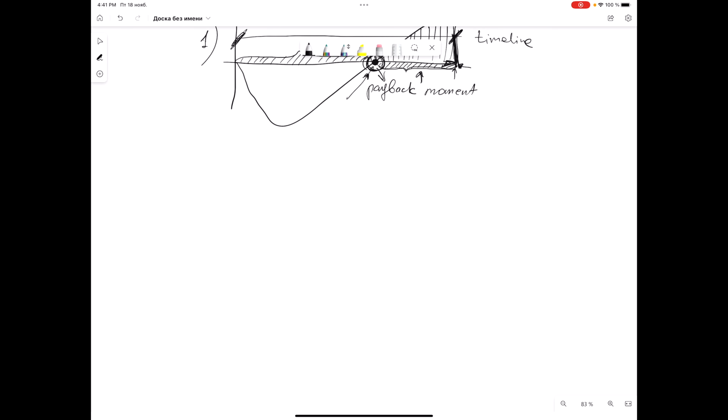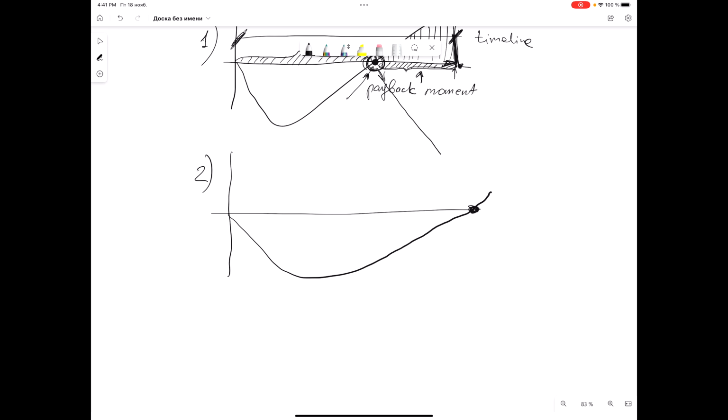Then we have the second type of payback period diagram. This will be, for example, like this. This is the end of the timeline, and here we can see that the payback moment occurs right at the end of the timeline. And this means that your business idea is profitable.